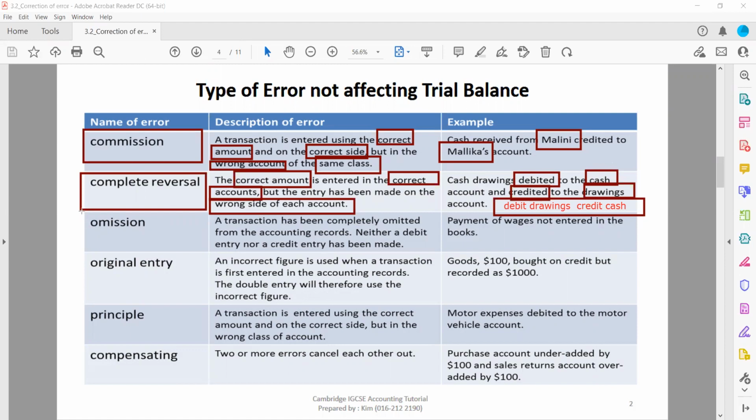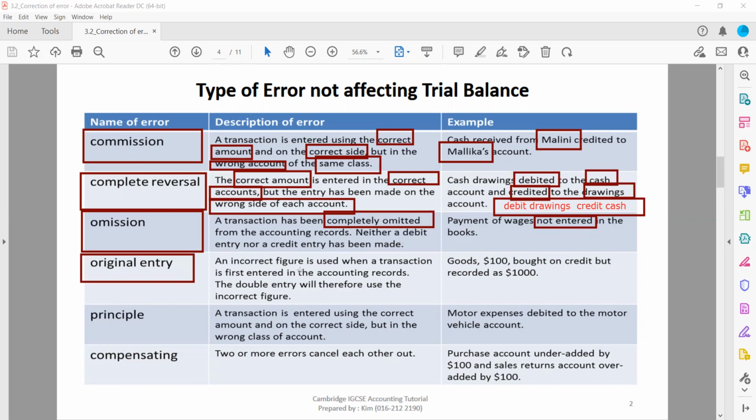Omission. A transaction has been completely omitted from the accounting record. Neither a debit entry nor a credit entry has been made. Completely omitted means totally forgot to do the recording. No debit, no credit. For example, payment of wages not entered in the book.